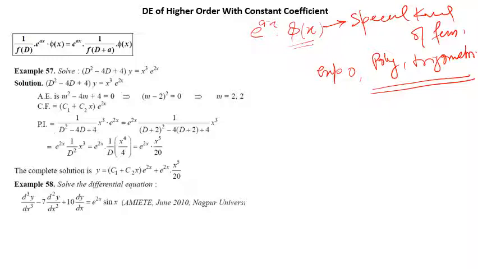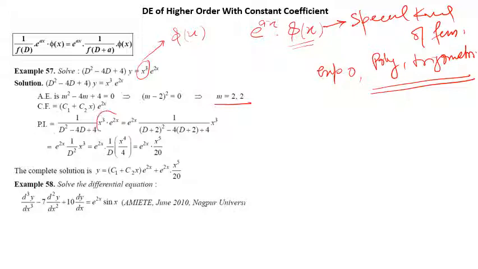And what happened? D square minus 4D plus 4 y is equal to x cube e to the power 2x. Here phi x is x cube. This is phi x, right? The auxiliary equation of this differential equation is this. Then the root is 2. The root is repeated, therefore CF is c1 plus c2 x e to the power 2x. What is PI? 1 upon D square minus 4D plus 4, 1 upon f(D), where f(D) is D square minus 4D plus 4, x cube e to the power 2x.